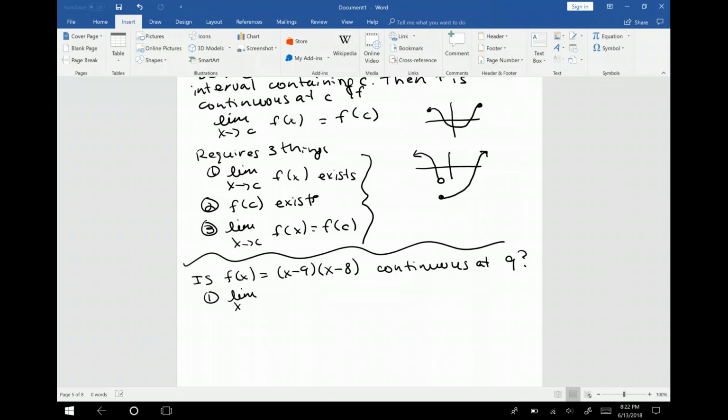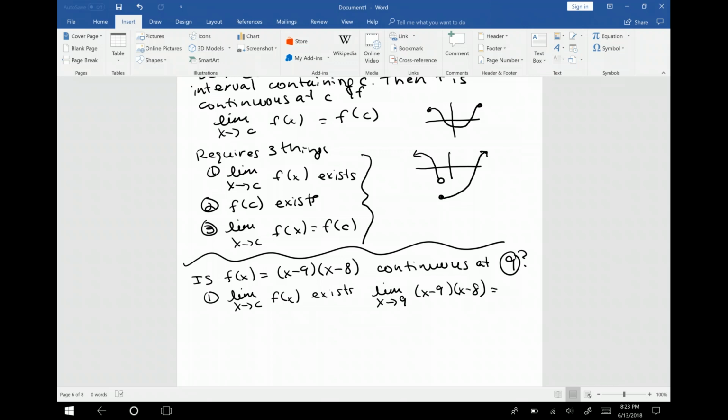So the first one says the limit as x approaches c of f of x exists. So we have to see if that limit exists. We're looking at the limit as x approaches 9, so that's what our c is going to be. As x approaches 9, our function is x minus 9 times x minus 8. Does that limit exist? Find that limit in the usual way, just by plugging in the 9.